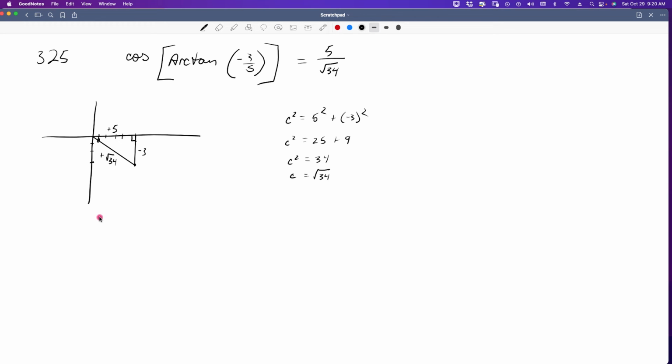Arc narrows it down. Now, if arc is written with a lowercase, it doesn't mean the same thing. That means what are all the possible arcs. So this could flip anywhere. This would be a positive and this would be a positive.